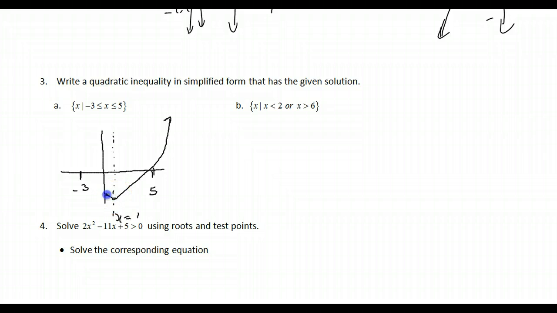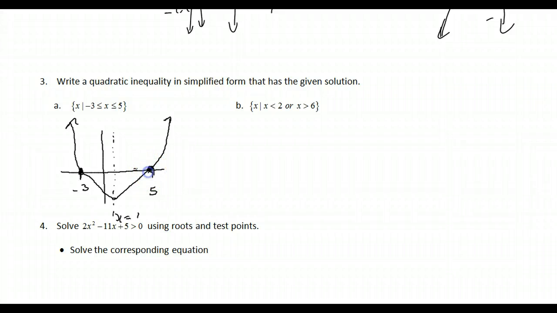But let's say this is our somewhat shaky quadratic. So my solution is that I want x to be between negative 3 and 5. In this particular case, these values will be below the axis because I've chosen to open this up. Maybe we'll do another one where we open it down.